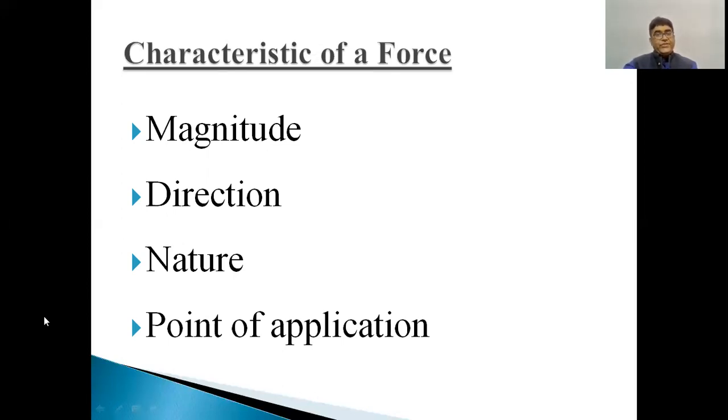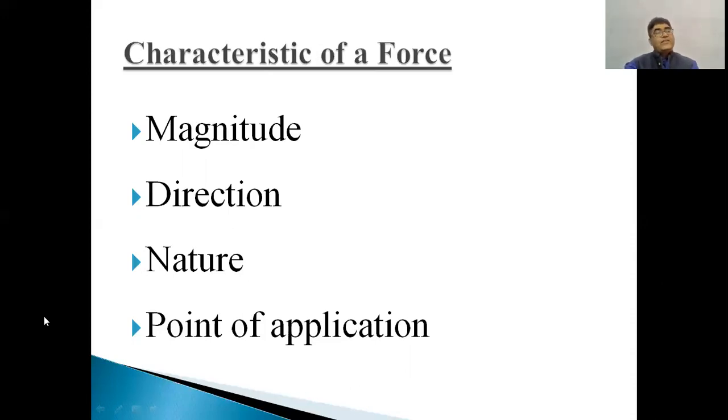First is the magnitude. That is, for example, the value of the force: 10 Newton, 15 Newton, 25 Newton. The second characteristic is direction, because as the force is a vector quantity, it always has a direction, that is a starting point and an ending point, for example from A to B, or from P to Q. Nature. What is the nature of the force? Here we can say that the nature is either push or pull.